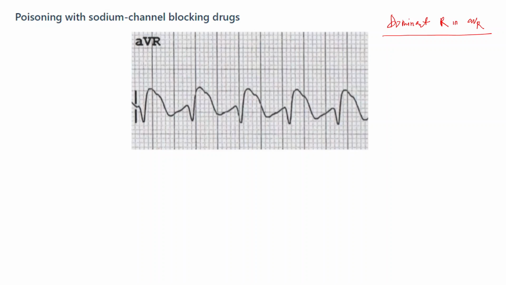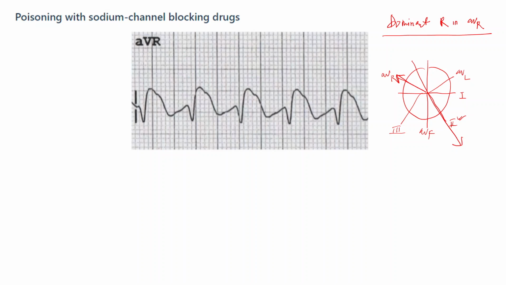Now what happens in aVR? If you remember, the direction of aVR is almost exactly opposite to the normal cardiac axis direction. Okay, so if you remember, this is aVF, this is lead 1, this is lead 2, this is lead 3, this is aVL, and this is aVR. And you must be knowing that the normal axis of the heart lies like this, in the direction of lead 2, and you can see the direction of aVR is almost exactly opposite to the normal cardiac axis.